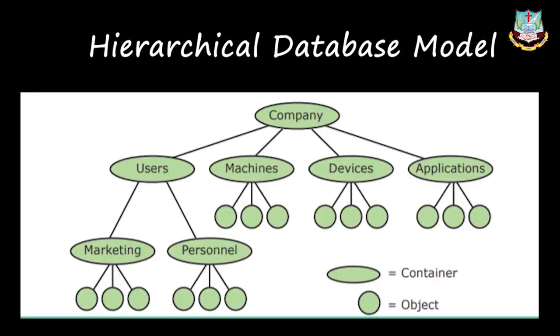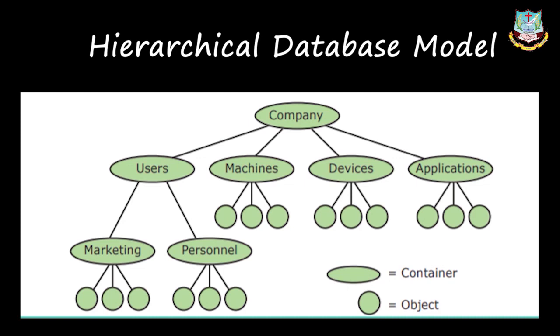Here we have company, and it is like a parent, right? Company has the children: users, machines, devices, and applications. And again, user has marketing and personnel. In the same way, machines also have three branches. And the device also has the next ones, which are the objects, and the top ones, the parents, are known as containers, and they have the objects, right?